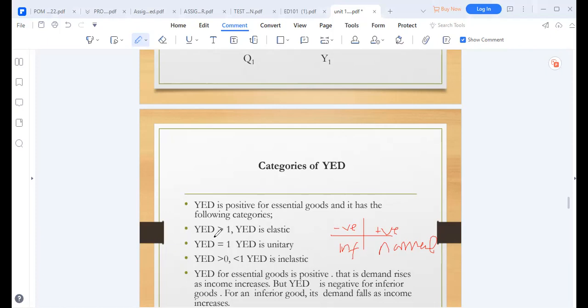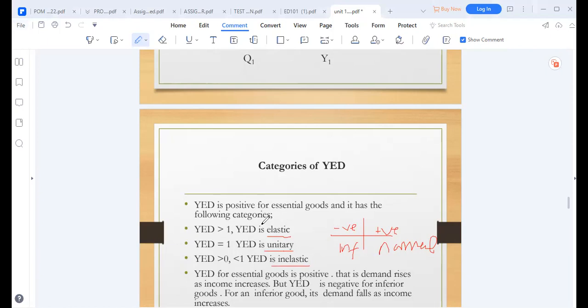So when we have greater than one, it is elastic, meaning this is a luxurious good. If it is exactly one, it is unitary. Between 0 and 1 is inelastic. Inelastic really applies for necessities. So we hear that prices have gone up, but we're still buying. So being inelastic, ideally in my own language, would be being indifferent.